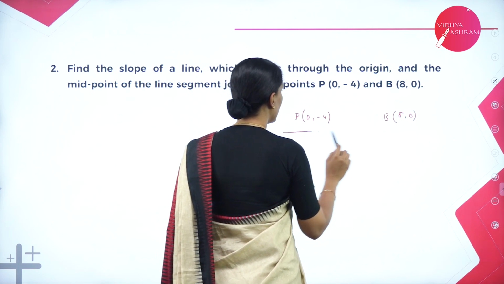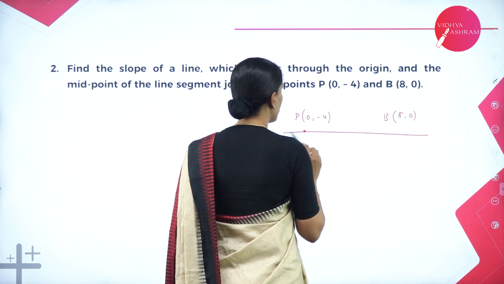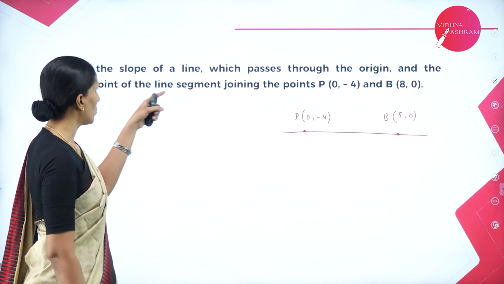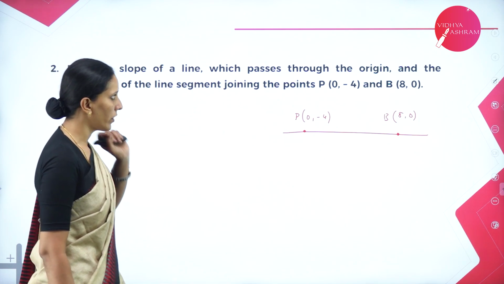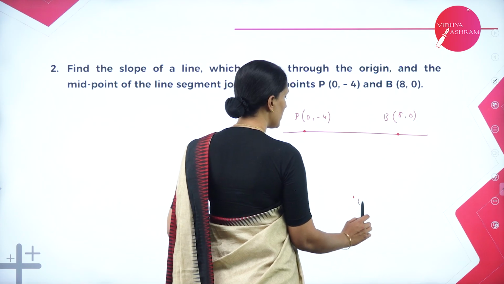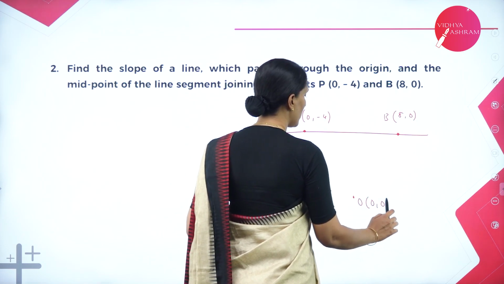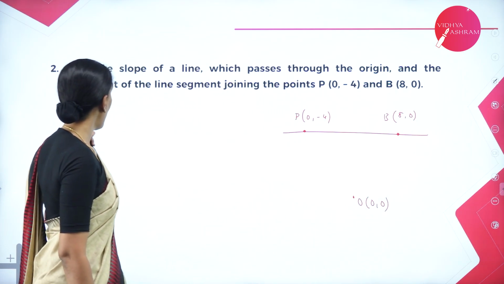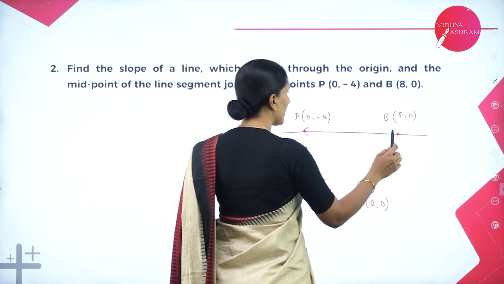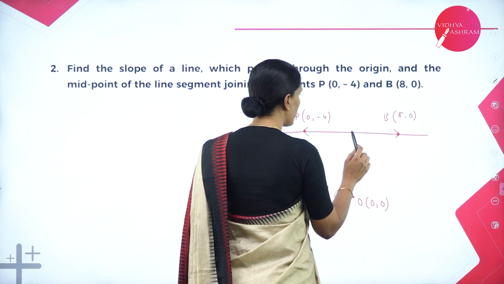So let me consider this is point P and this is point B. We need to find the slope of a line which passes through the origin. Let me consider somewhere here is the origin. Origin means it is (0, 0). And it is passing through the midpoint of the line segment. If this is the line segment PB, then the midpoint will be this.